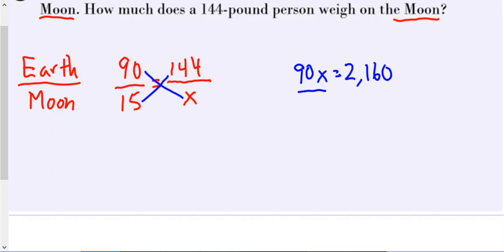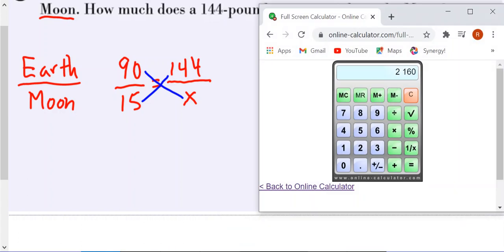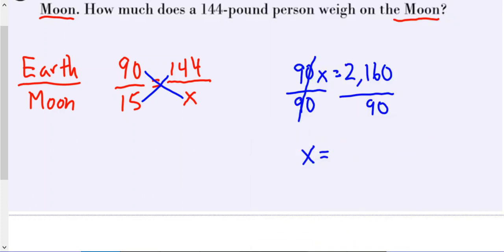We're going to divide by 90, and we're going to divide by 90. We're going to get a cancellation here. X will equal 2,160 divided by 90, equals 24. So x equals 24.